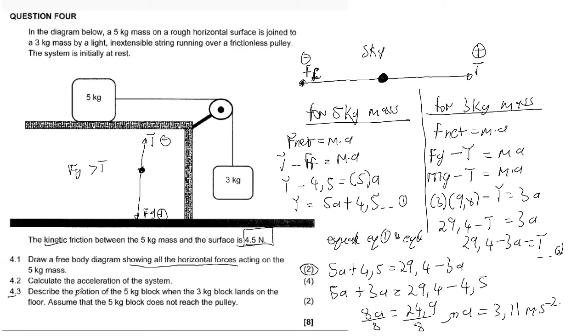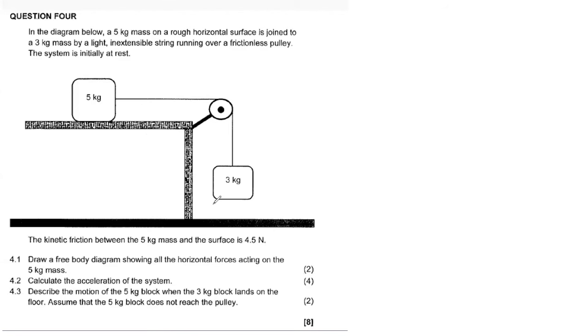Then 4.3 says, describe the motion of the 5 kg block when the 3 kg block lands on the floor. Assume that the 5 kg block does not reach the pulley, right? So what will happen here? We are assuming that now the 3 kg block will be here. And now we want to know what will happen to the velocity of the 5 kg block when the 3 kg block is now rested here on the surface. Obviously, we won't have that greater tension force now, because there will no longer be a need for the pulling, since this is already downward here.